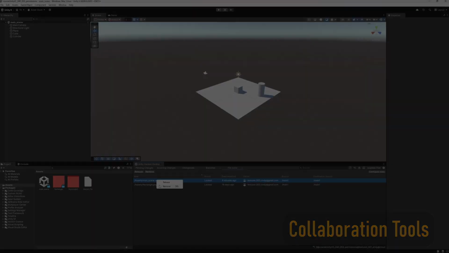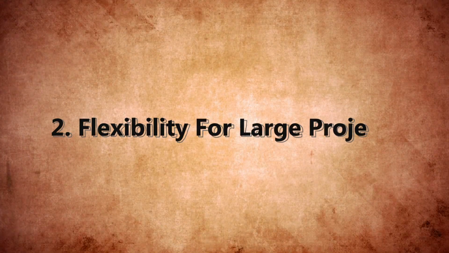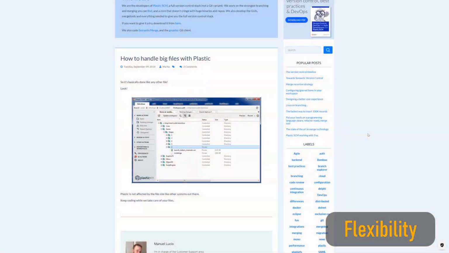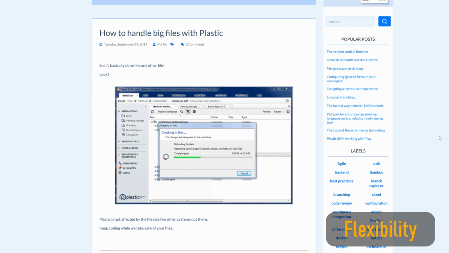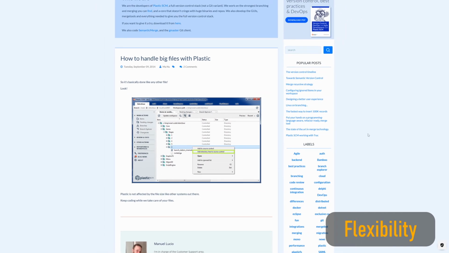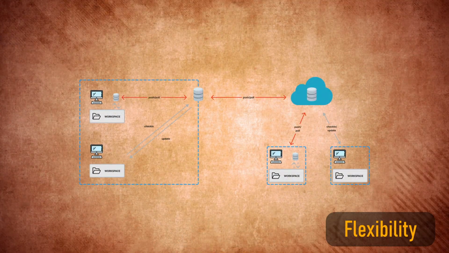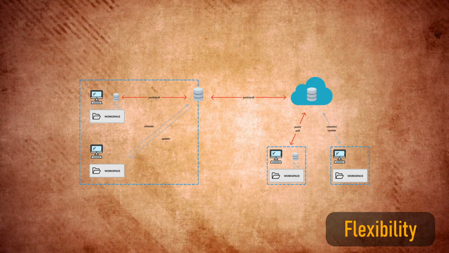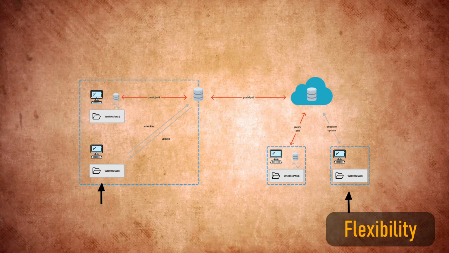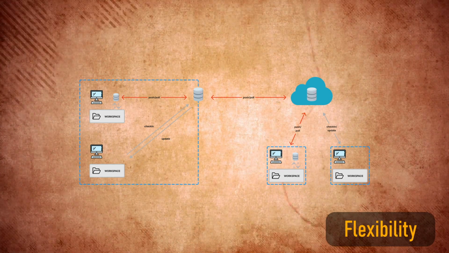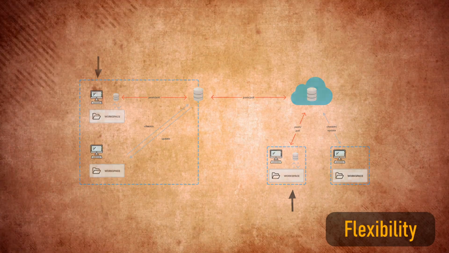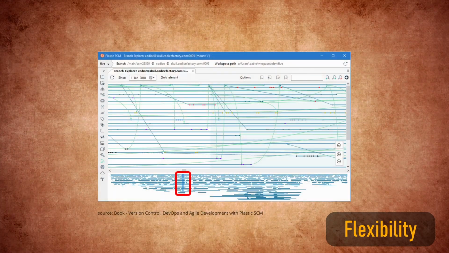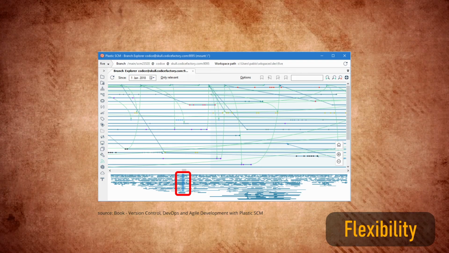The second category I would call flexibility for bigger projects. Larger games tend to have large files. Plastic can deal with that easily. Also, for really large repositories, it might make a difference whether you set up your version control in a centralized or distributed way. With Plastic, you can do both in one project. Some people can push directly to a central repository, while others can have distributed local versions. Plastic can also handle thousands of branches, which are real changeset containers, not just pointers.